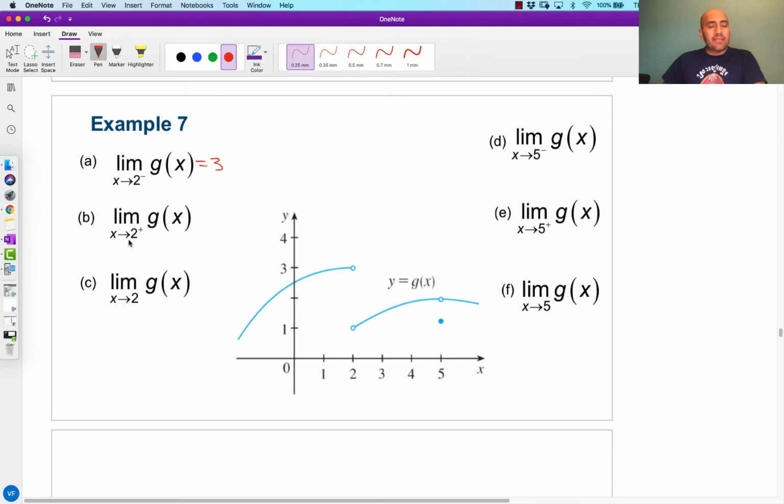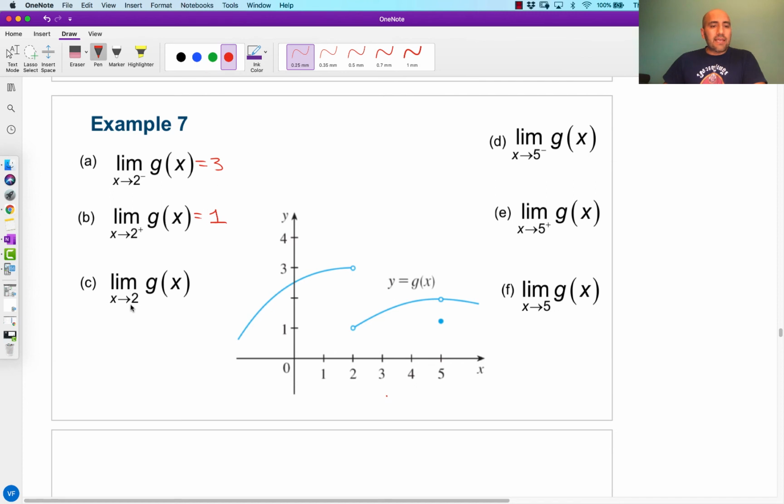Okay, the limit as x approaches 2 from the right-hand side. So now if we choose values of x that are there, and then there, and there, and there, as x approaches 2 from the right-hand side, we see that the output values are heading toward 1. So that's the answer to that one, 1.